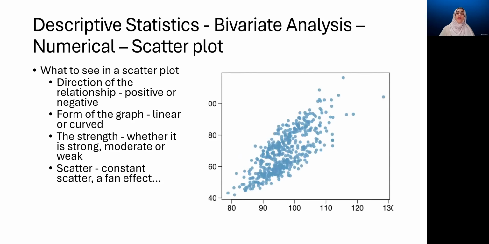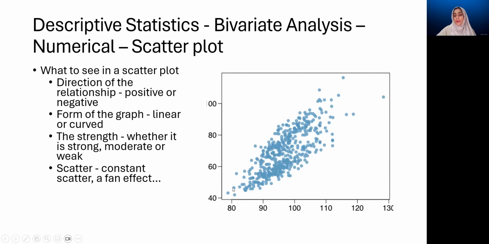Then another thing that you can learn from the scatter plot is the kind of variability in the data set. If the scatter plot shows a fan effect, if these dots are fanning outwards, either going upward or coming downwards, this actually shows that the variance in the data set is not constant.